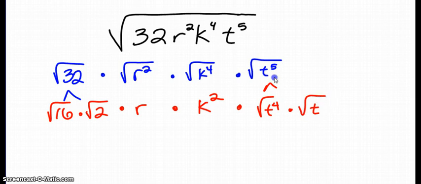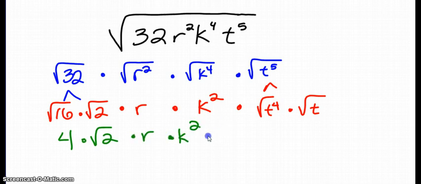Okay, we're going to simplify a little bit further here. Square root of 16 is 4. Root 2 is done. I have times r times k squared. Square root of t to the 4th is t squared. And then I have root t.